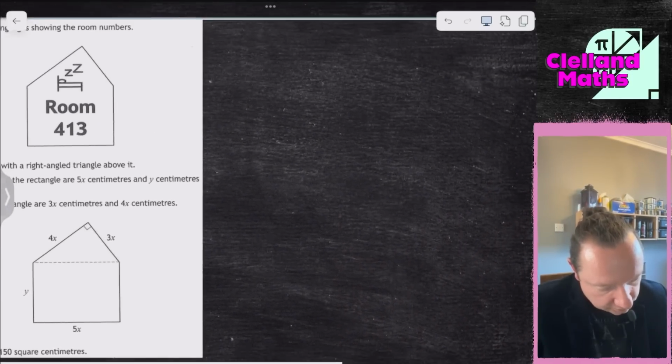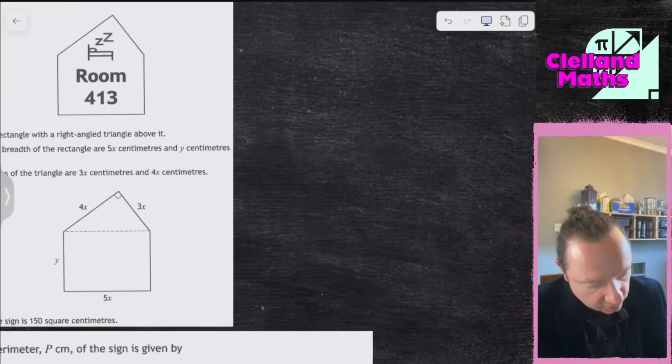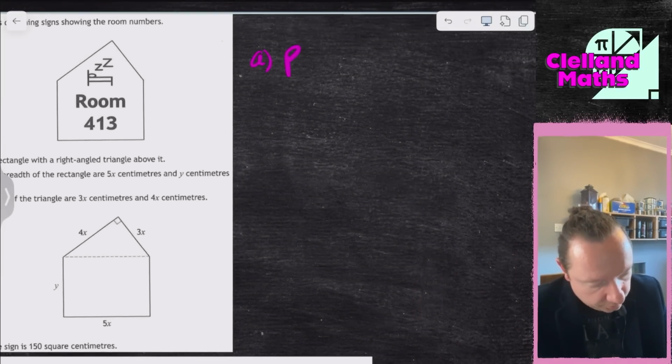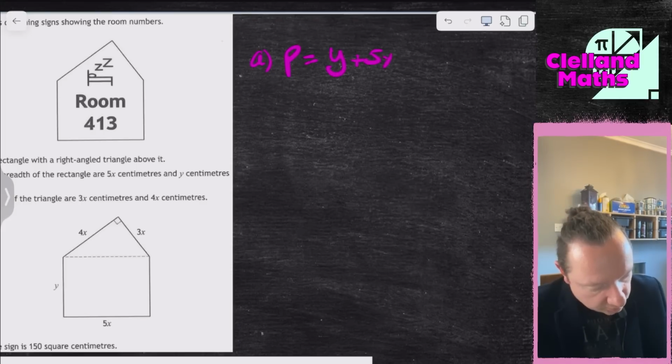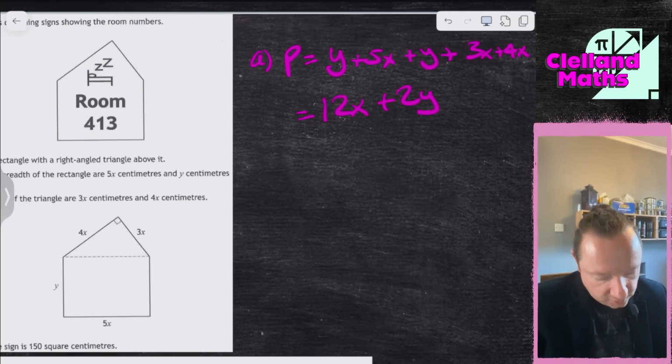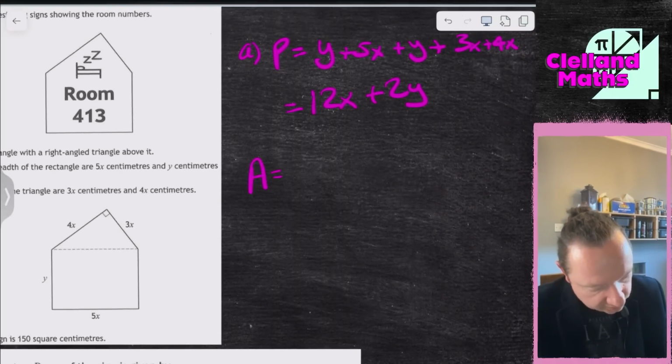So let's have a look and work on this. It also tells us that the area of the sign is 150. So let's start off with something for our perimeter. Our perimeter is all the way around. So I need to go y plus 5x plus y plus 5x plus y plus, well, just 3x and 4x. So that equals 12x plus 2y. So I need to get rid of that y somehow. It says the area of the sign is 150.